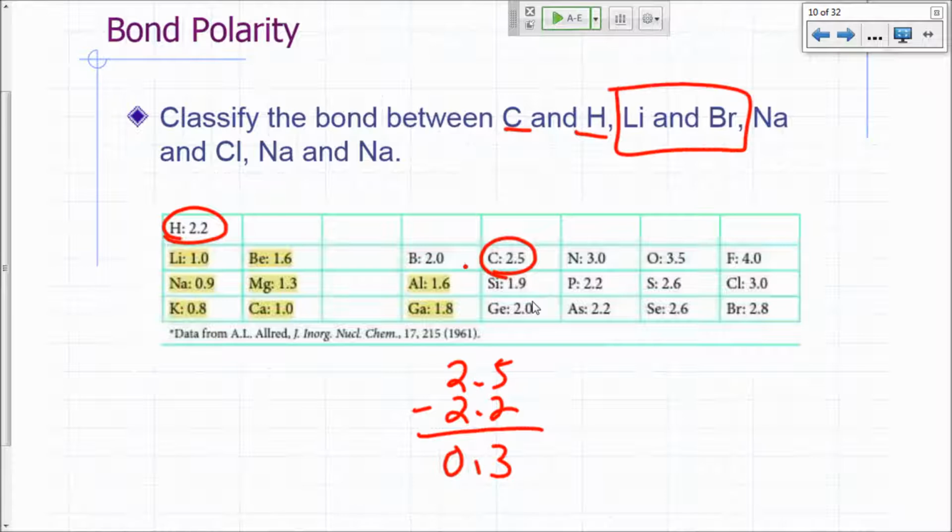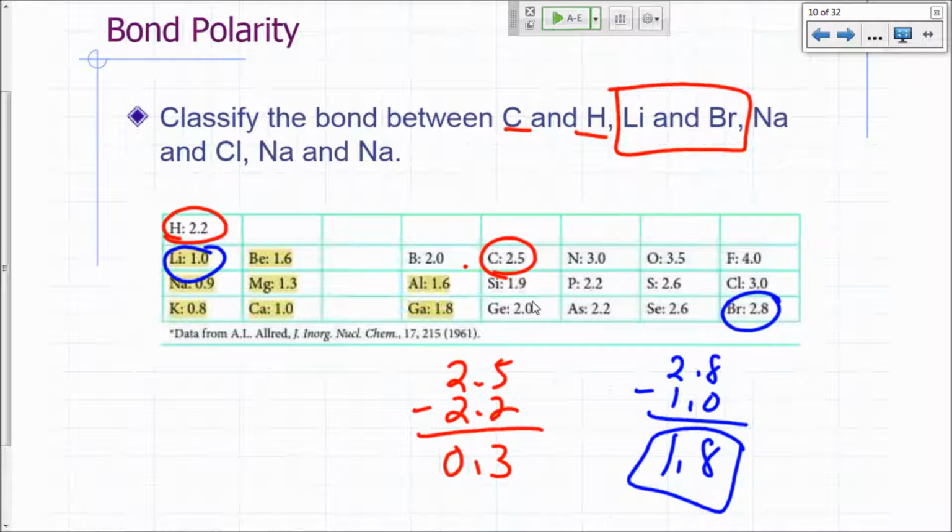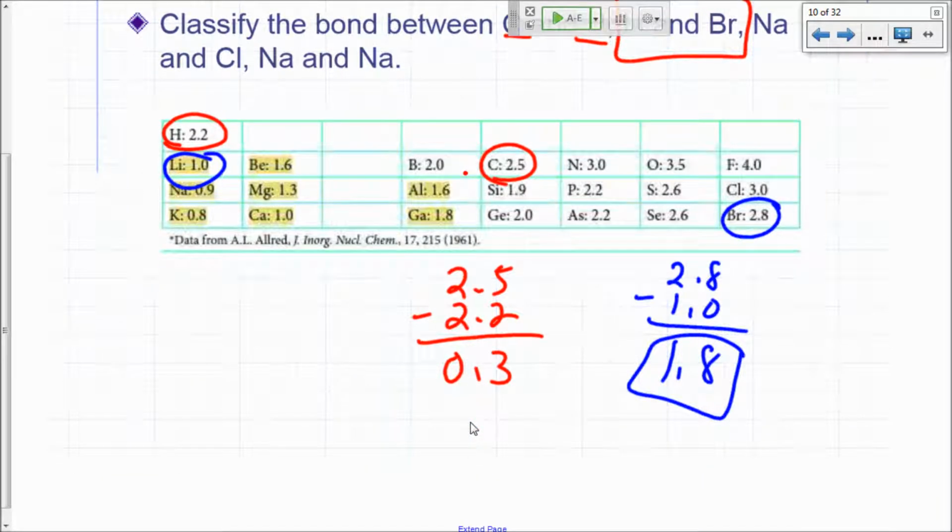What about lithium and bromine? Lithium's 1.0, bromine is 2.8. So what's 2.8 minus 1.0? 1.8. That's a very large difference. So we say it's a polar covalent bond. It's essentially ionic. You're up there close to 2. So that's an essentially ionic bond. Now, I did give you a 2.0 threshold cutoff, right? And that's a gray area right there. So the best thing to say is that it's very polar.